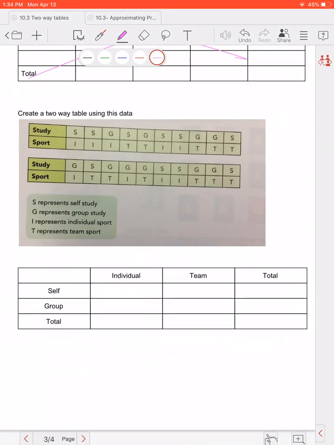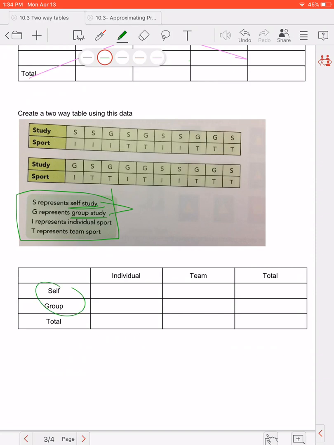Now, there is a homework problem just like this that students tend to struggle with, so please, please pay attention to this. So down here, they kind of gave me a little tally, or like a key, like you would have on a map. So it says S represents self-study, so you studied by yourself. G represents group study. So those are two different kinds of studying, by yourself and with a group.